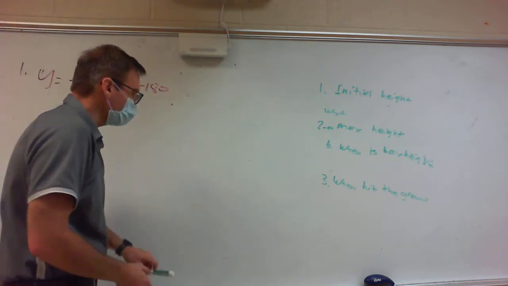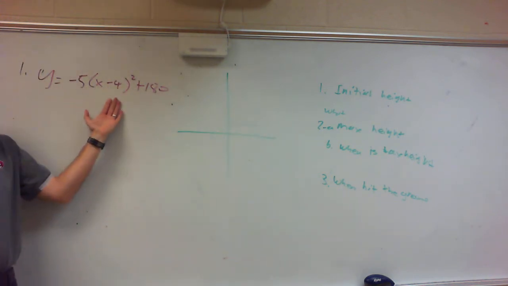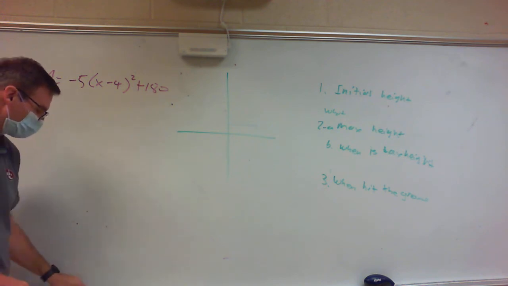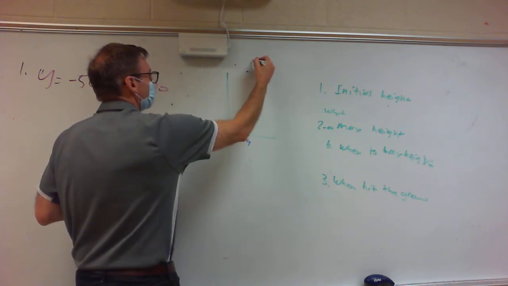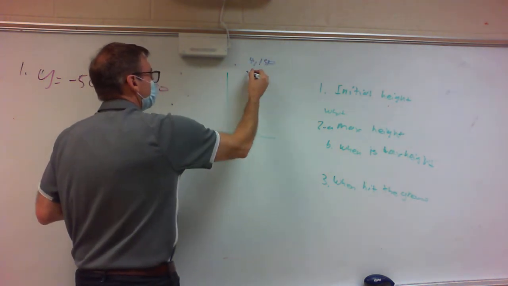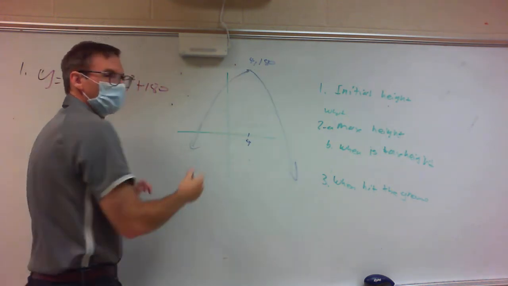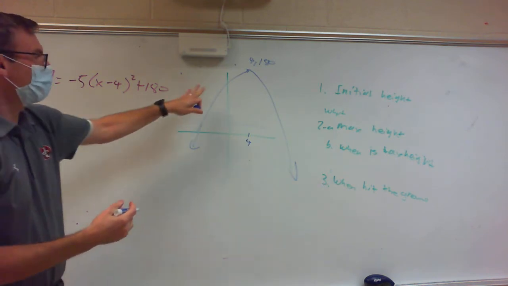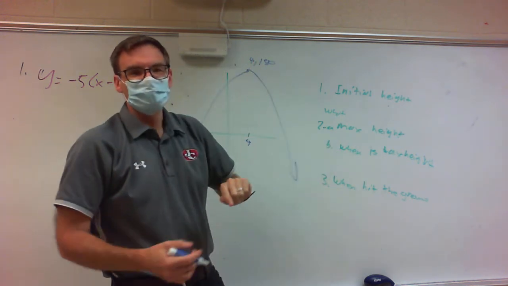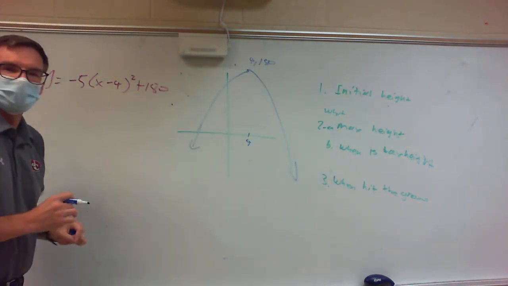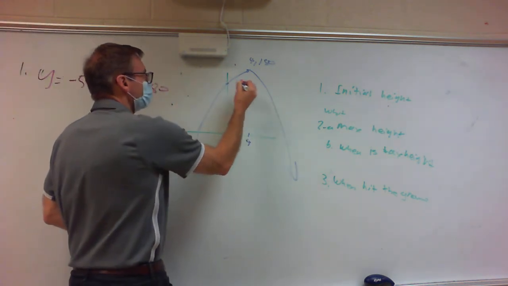So when I draw this picture, the first thing I notice is this is in vertex form, meaning it's really easy to get the vertex. So when I plot it, my vertex is going to be over 4, up 180. So this is the coordinate (4, 180). And I get this. So right now, we already know these 2 questions. I already know my max height's 180. I know it takes 4 seconds to get to the max height. And I knew that with 0 work, right? But to answer my initial height and when does the ball hit the ground, I need to know these 2 dots.